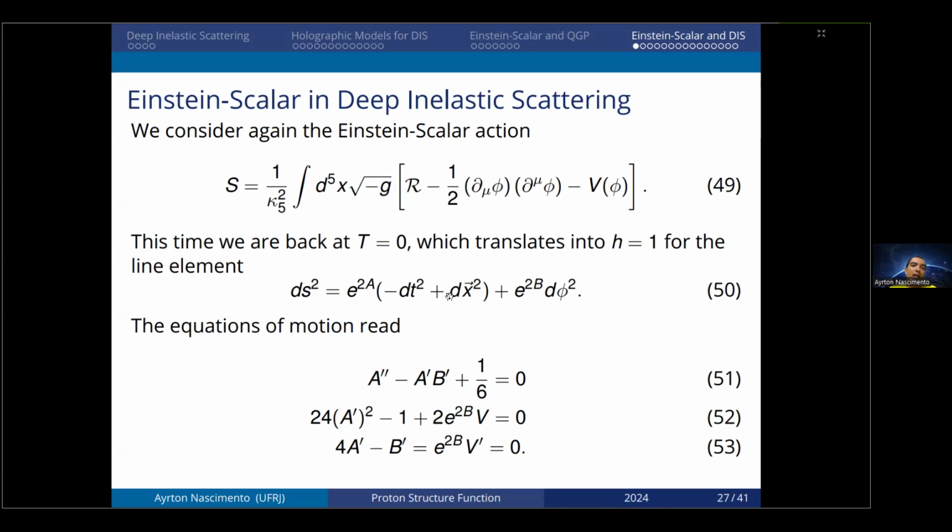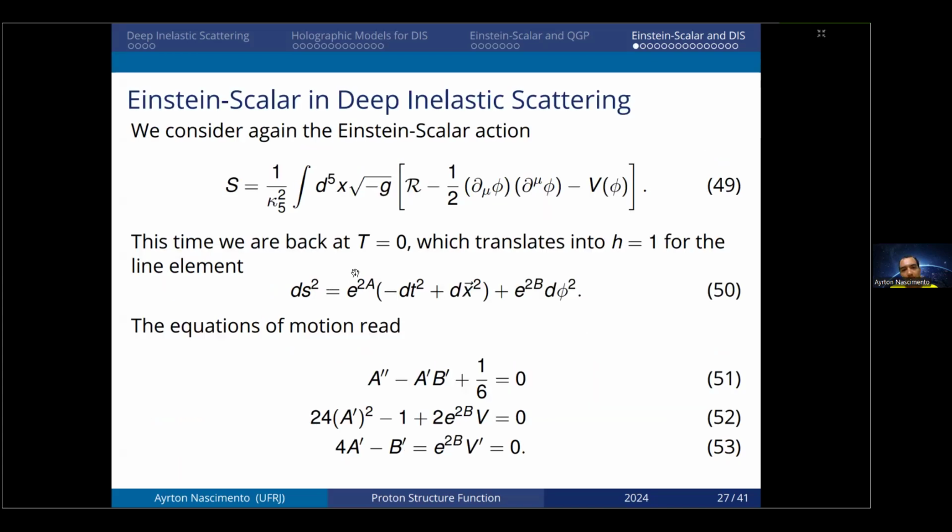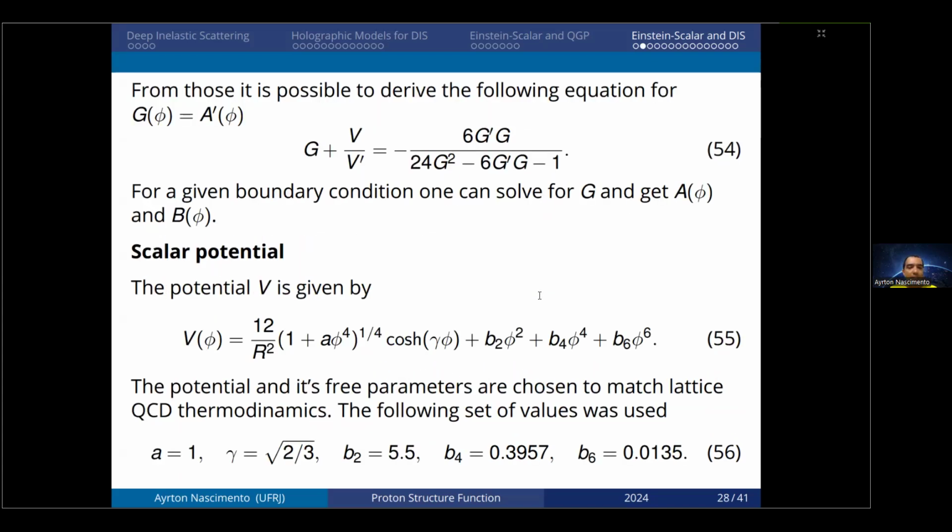At zero temperature, you don't have a black hole anymore, and you can just do what you did before. You get equations of motion like this, and you can have a master equation. You have to solve it for some boundary conditions, and with these boundary conditions, you get the A and B functions of your space-time. I'm going to do all that again for zero temperature, and this potential over here is chosen to reproduce lattice QCD results.